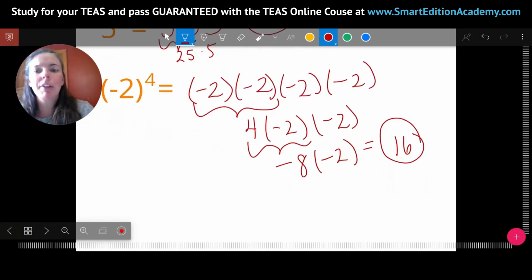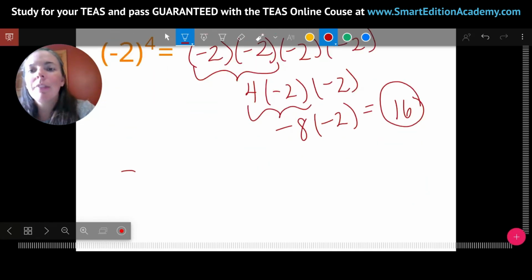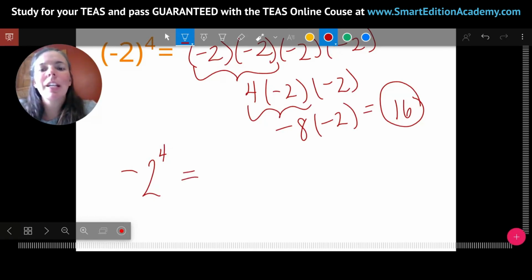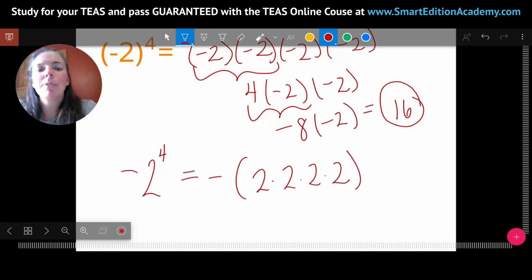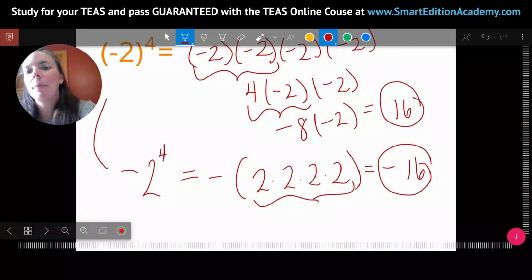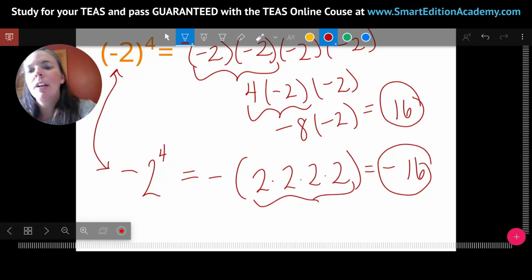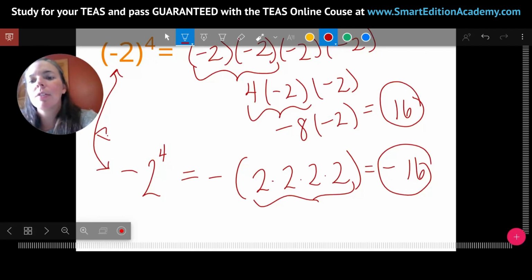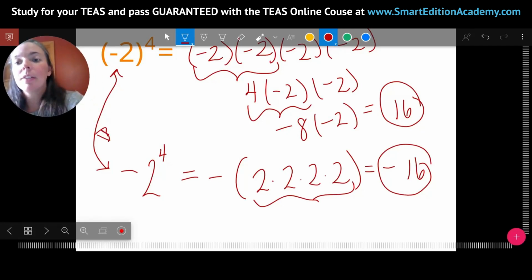This would be different than if it was just written as -2 to the 4th without those parentheses. What this means is essentially the negative is on the outside, and then you have 2 to the 4th, or 2 times 2 times 2 times 2. This would give me negative, and then this would all just simplify to 16. So this would be negative 16. So notice how these two questions are going to give you a different solution, okay? So watch out for those negatives.